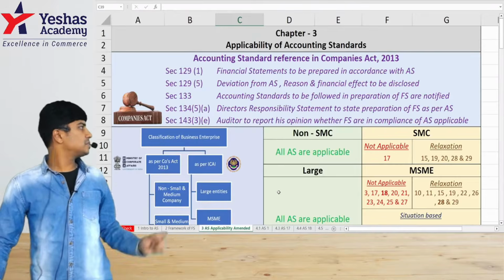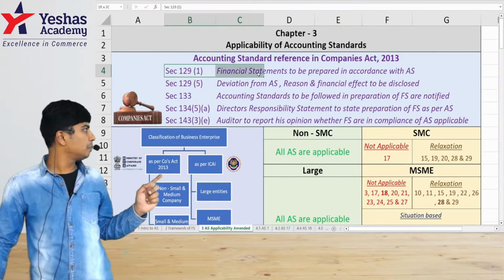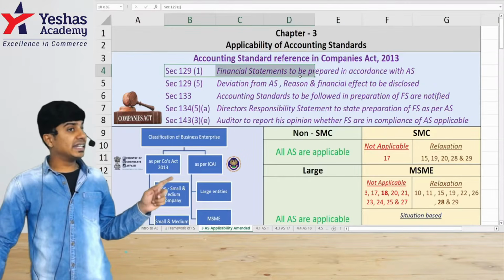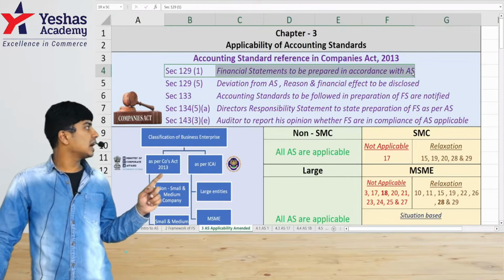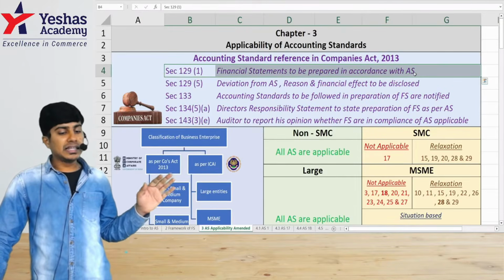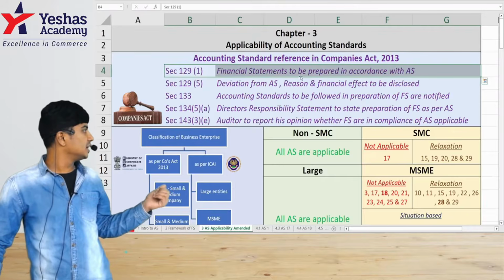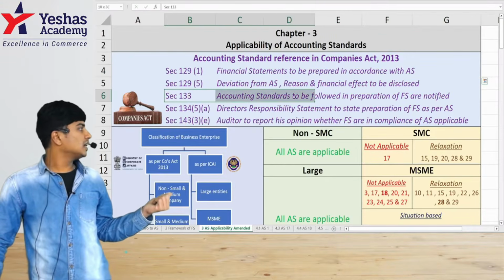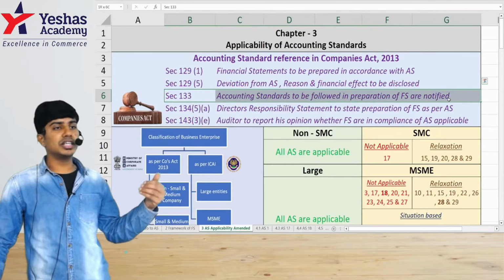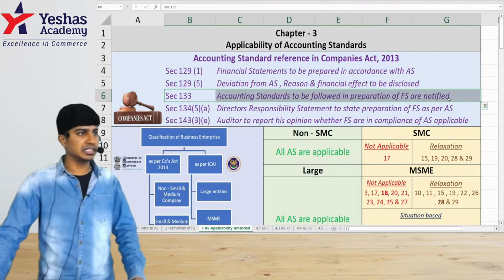Section 129 subsection 1 of Companies Act talks about preparation of financial statements. It tells that the financial statements the entity prepares should be in compliance with applicable accounting standards. And the applicability of accounting standards is usually given under section 133. 133 tells what accounting standards are applicable and are supposed to be followed in preparation of financial statements.